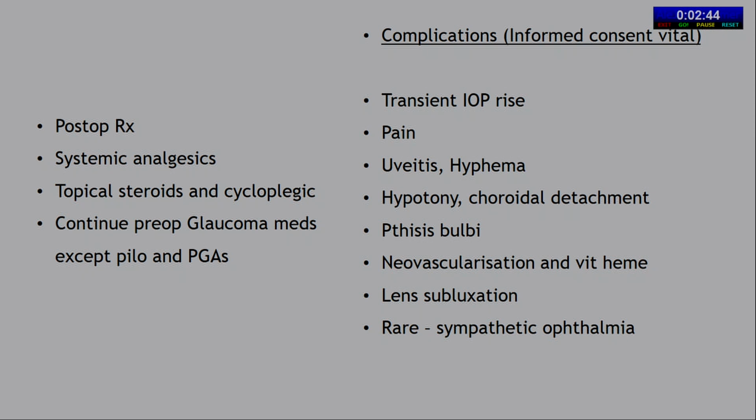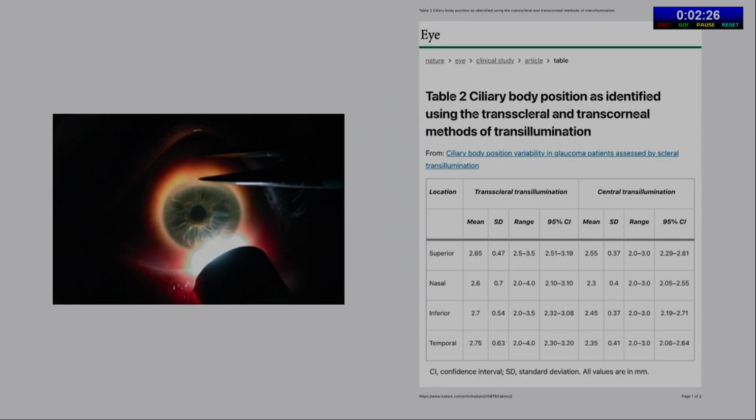Transient IOP rise is common. Pain, uveitis, hyphema, hypotony, choroidal detachment, phthisis. You should be prepared for any complication which you may be surprised by seeing it the next day. Be prepared, maybe an hour later, evaluate the patient. Evaluate the patient the next day to the extent possible, as far as possible, and then keep following up the patient closely.